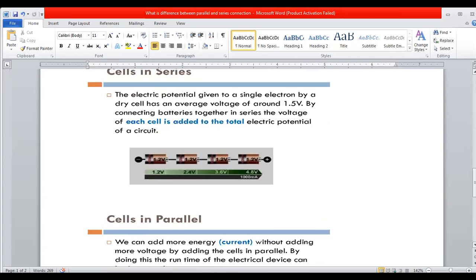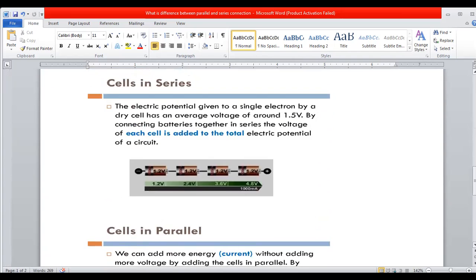Cells in series. The electric potential given to a single electron by a dry cell has an average voltage of around 1.5 volts. By connecting batteries together in series, the voltage of each cell is added to the total electric potential of a circuit.